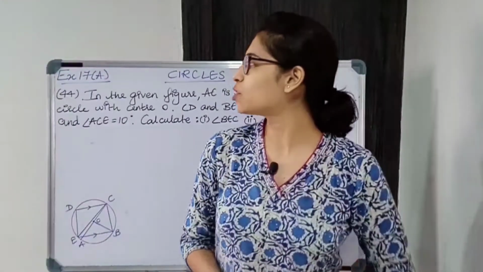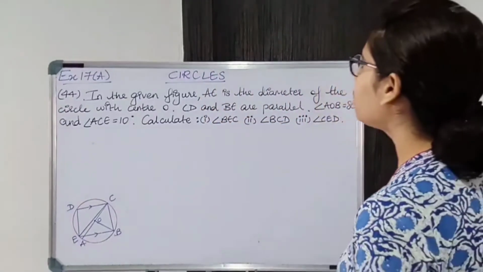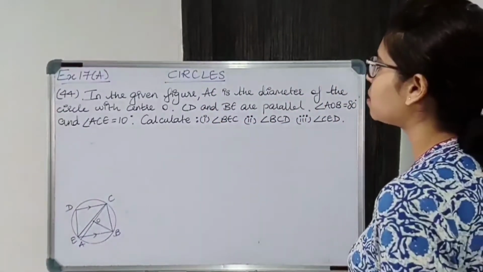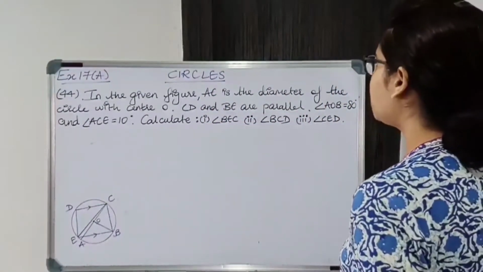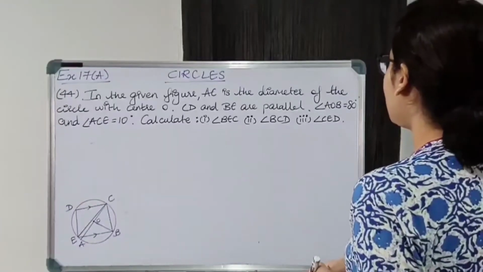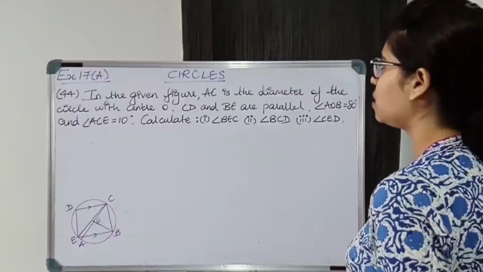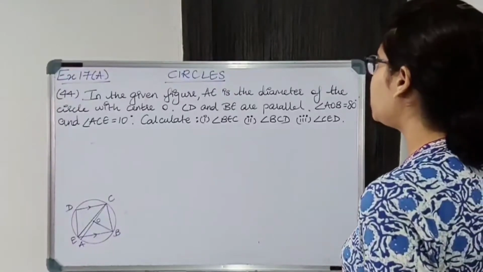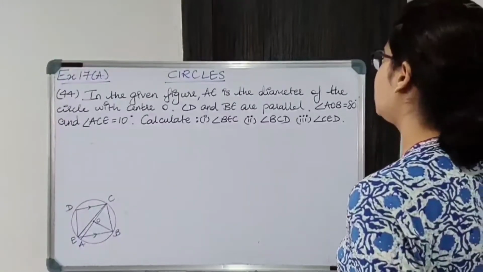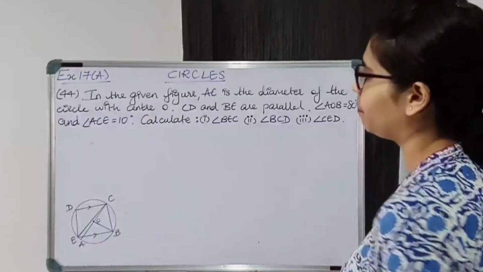So starting with question number 44. In the given figure, AC is the diameter of the circle with center O, CD and BE are parallel. Angle AOB is equal to 80 degrees and angle ACE is equal to 10 degrees. Calculate first part angle BEC, second part angle BCD, third part angle CED.